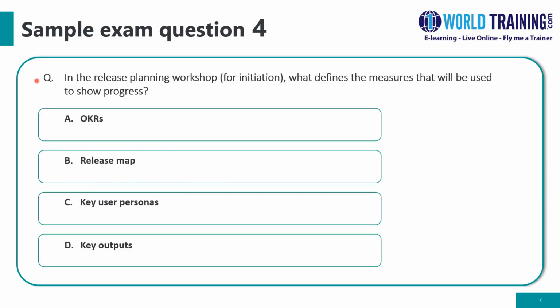Question number 4. In the release planning workshop for initiation, what defines the measures that will be used to show progress? A, OKRs, B, release map, C, key user personas, or D, key outputs. One of the previous questions should give you a clue to answer this one. Also use that method in the exam. Sometimes you may have some clues in some other question that can lead you to the correct answer in another question. So the phrase here in the question is measures that will be used to show progress.